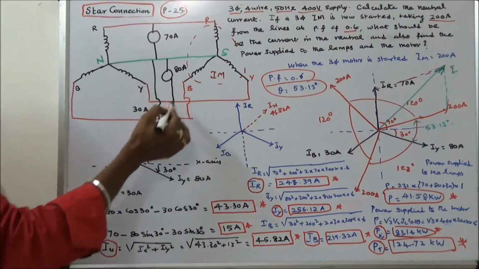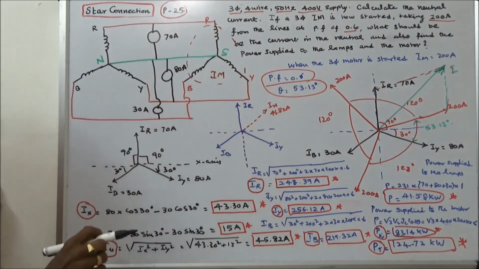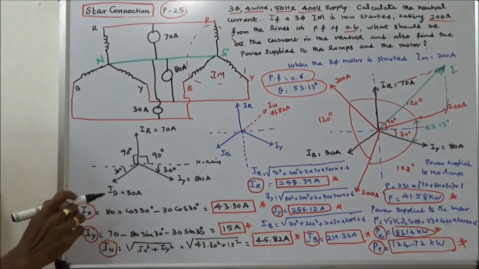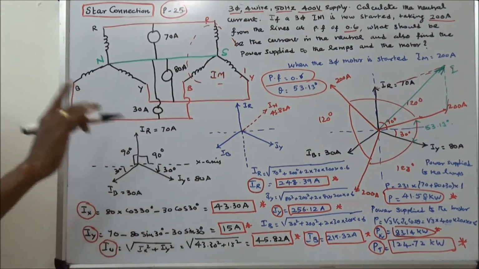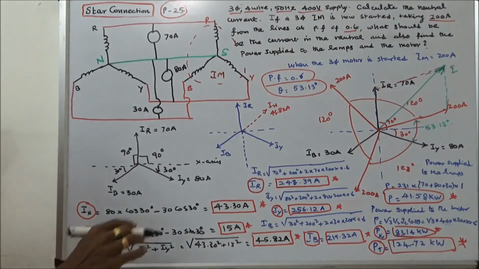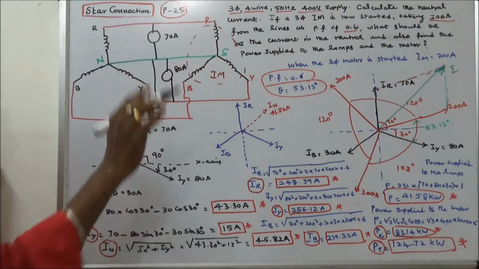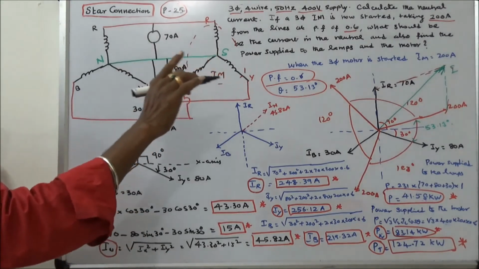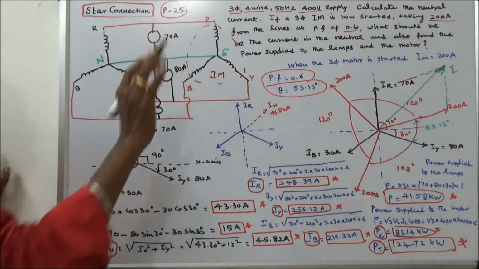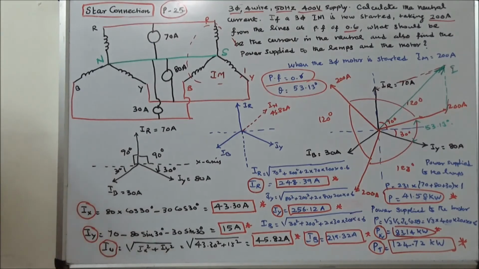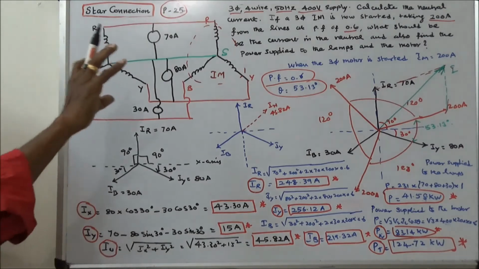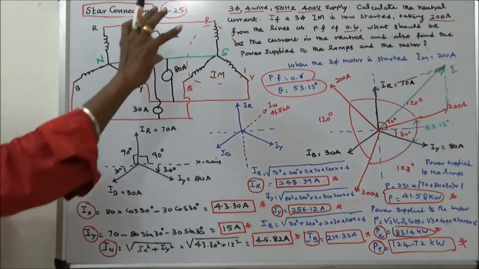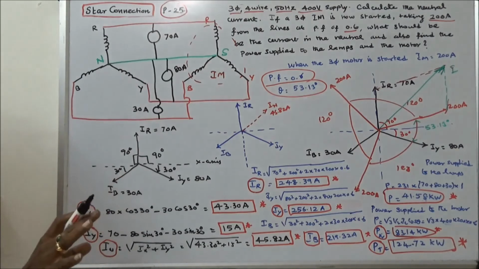So this is an unbalanced load, this is a balanced load, supply is balanced, supply neutral is N, load neutral is S, all are linked by the neutral. This is a 3-phase 4-wire system. What should be the current in the neutral, and also find the power supplied to the lamps and the motor. This is an unbalanced load, this is a balanced load. When an unbalanced load comes, then only the neutral current will come. If the load is balanced, there is no neutral current. We know it very well.